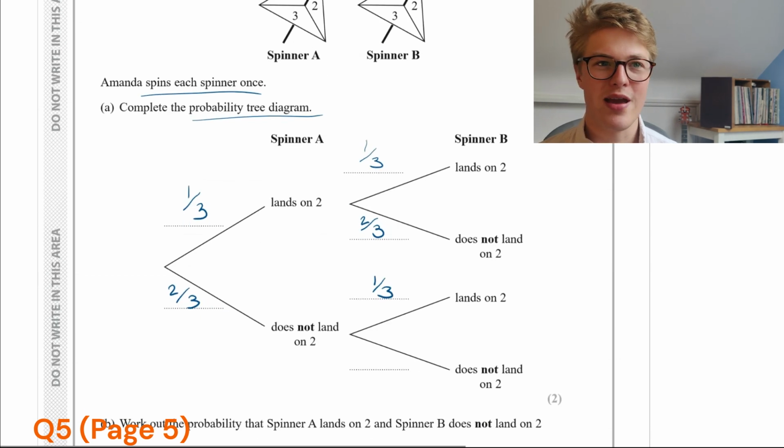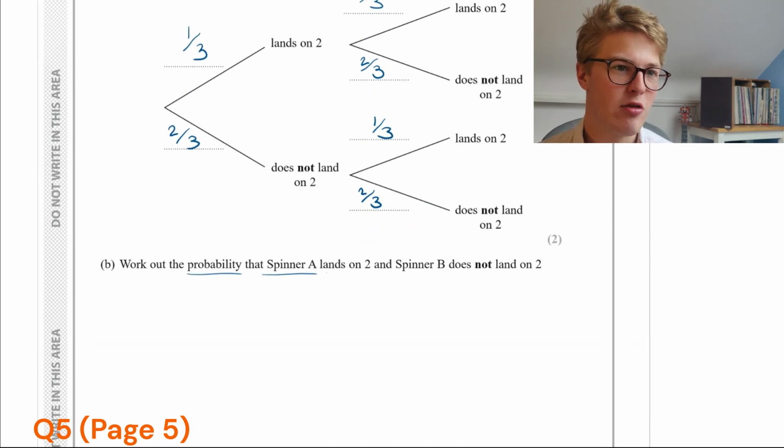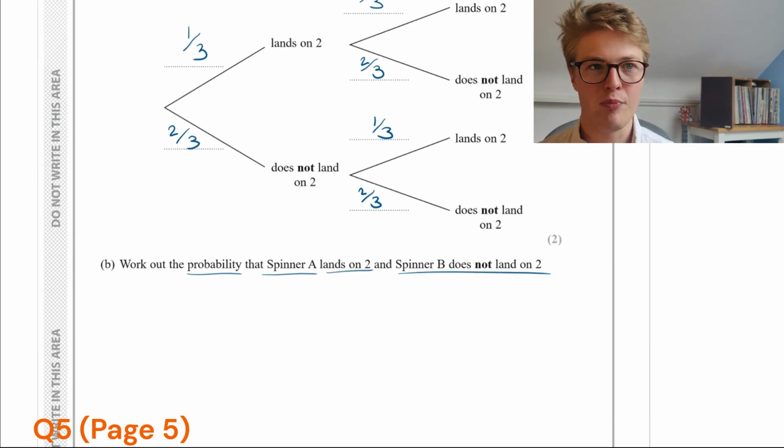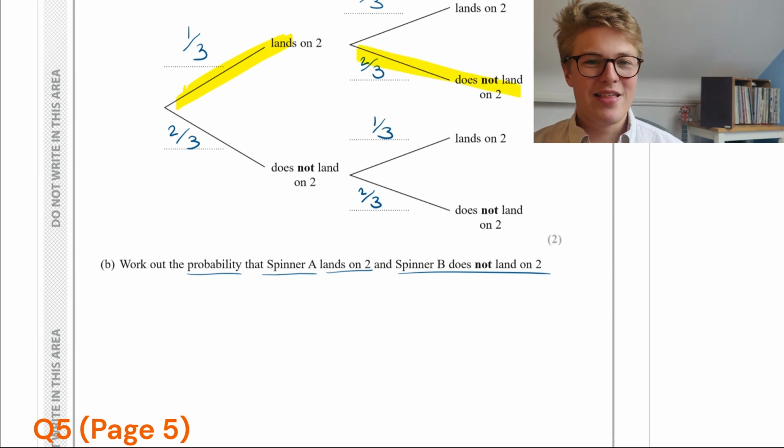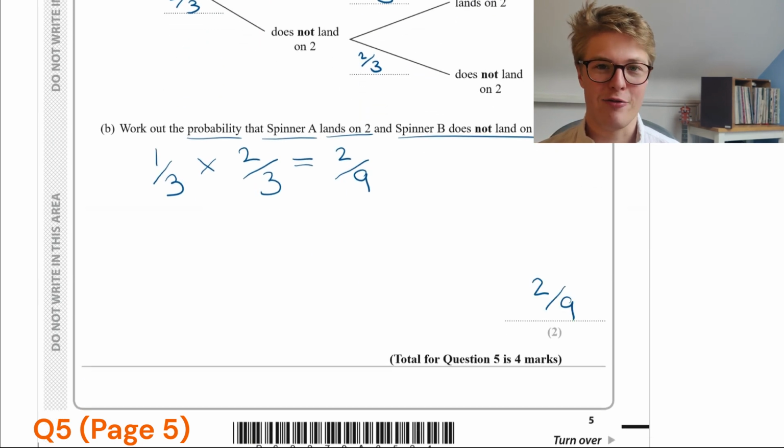So we fill in the rest of the tree and we end up with what you see there. Work out the probability that spinner A lands on 2 and spinner B does not land on 2. So I've highlighted it here. The probability of spinner A landing on 2 is 1/3, and the probability that spinner B does not land on 2 is 2/3. So we just do 1/3 times 2/3, which is 2/9 as our final answer.